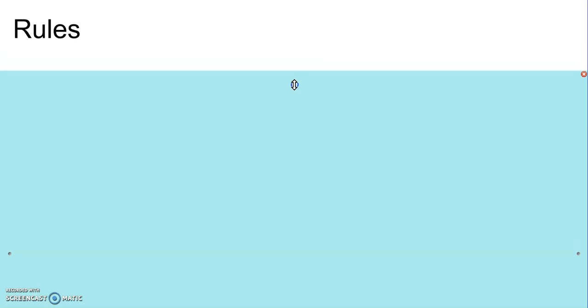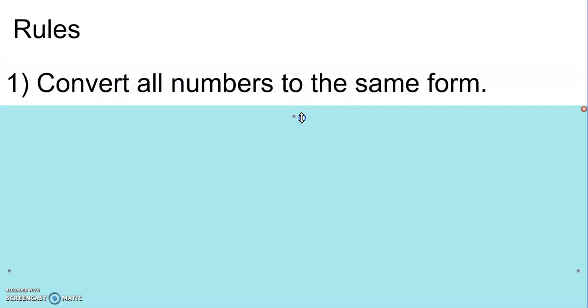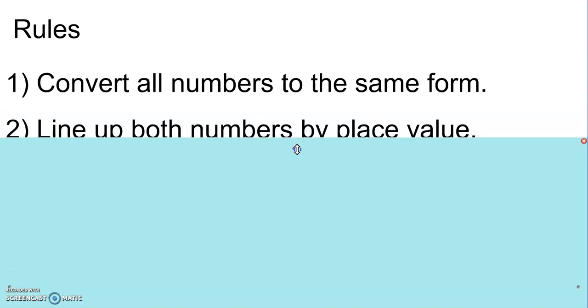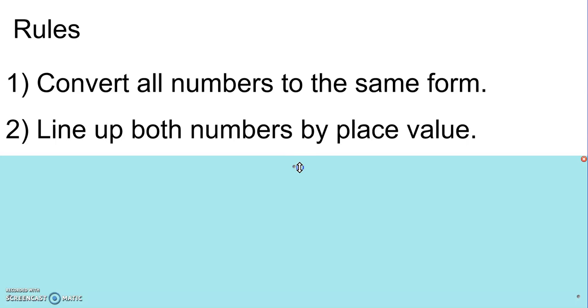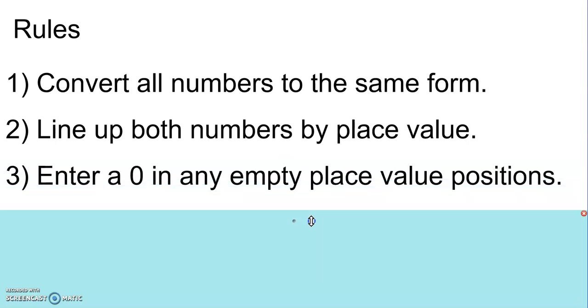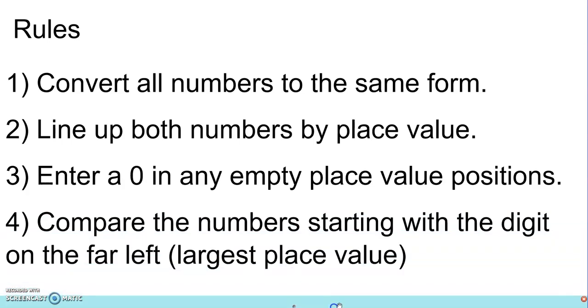So for our rules, the comparing part is pretty much the same thing, except there's a brand new rule. And that's the first rule. We need to convert all numbers to the same form. Either both numbers need to be in fraction form or both numbers need to be in decimal form. So that's what we have to do first. Then we're going to line up both numbers by place value, add our 0 to any of the empty place value positions, and then we're going to compare the numbers starting with the digit on the far left, which is our largest place value. I want you to pause this video now and write down these new rules.